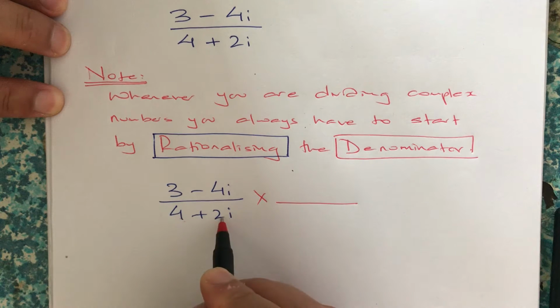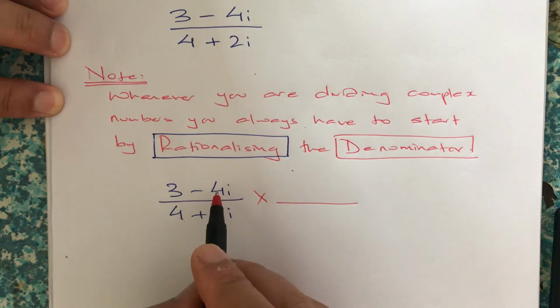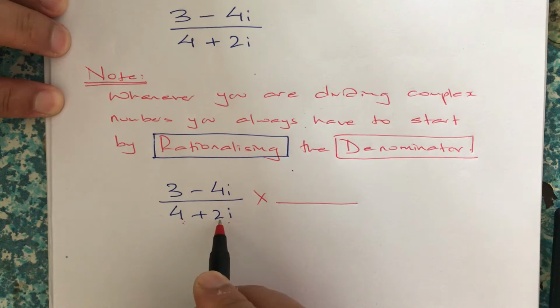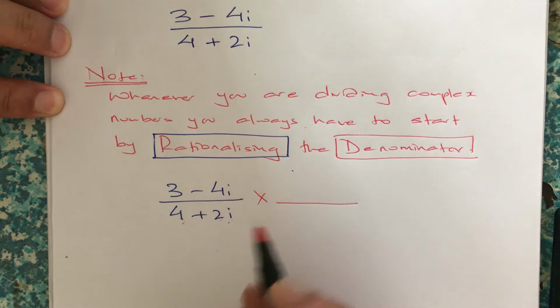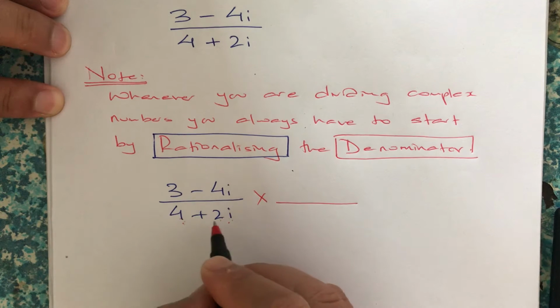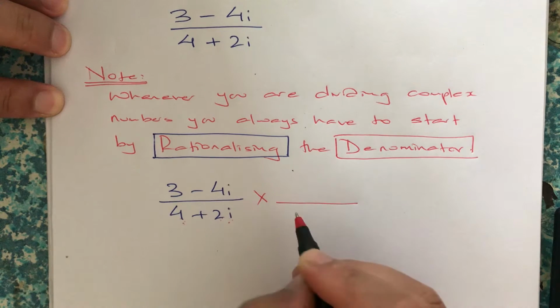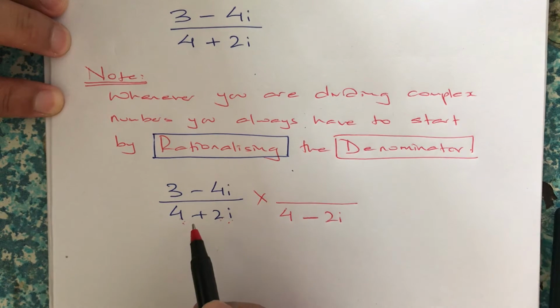So we are talking about the denominator. We do not care about the numerator, we are focused on the denominator. The denominator has a 4 and another value, 2i. We multiply by the same thing, but we just have to change the sign in the middle. If the sign between the two of them is a plus, then I multiply by the same 4 and 2i, but in between I write a minus. If it was a minus, I would put a plus.